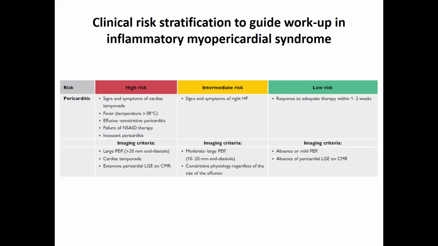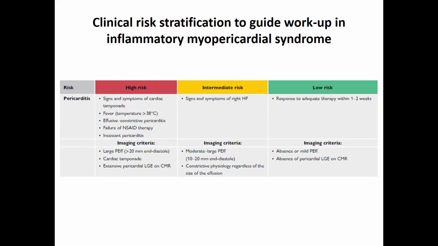He did not respond. So this is ongoing, either failure of treatment or incessant. Incessant is usually more than 4 weeks. We said 1 month to 3 months is called incessant. So patients who fail to respond within 2 weeks to treatment or continue to have pericarditis symptoms up to 3 months are considered high risk patients.